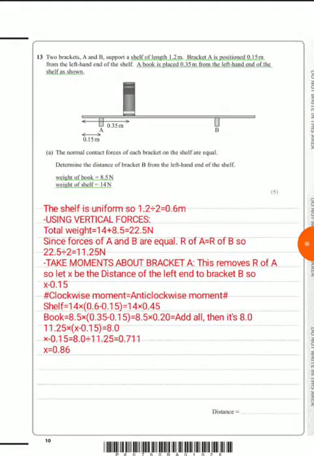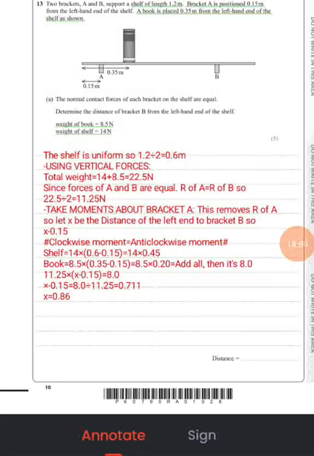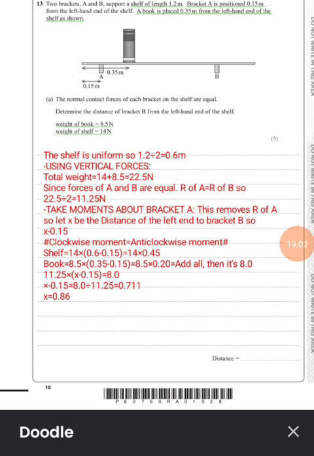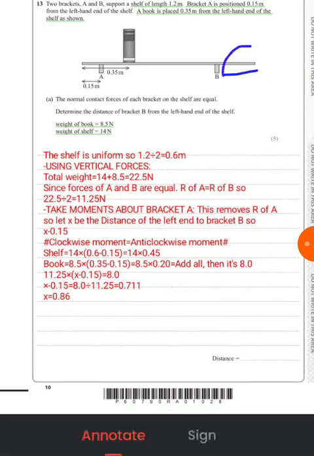A. The normal contact forces of each bracket on the shelf are equal. Determine the distance from bracket B to the left hand end of the shelf. So we need to find this. This is the line I have drawn. This is the part we need to find here.